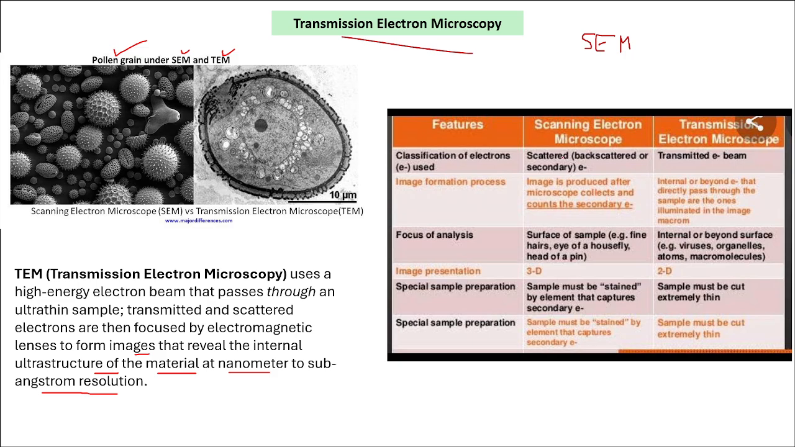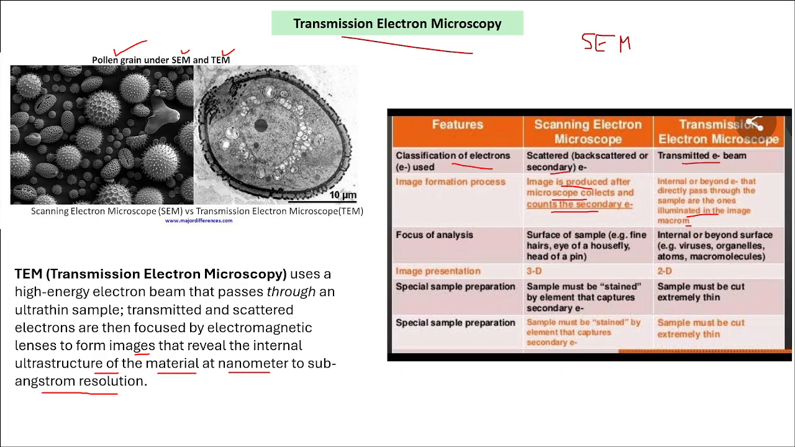In scanning electron microscopy, what kind of electrons are used to construct this 3D kind of image? The scattered, backscattered or secondary electrons. In transmission electron microscopy, we use the transmitted electron beam. We'll see why. Image formation: the image is produced after the microscope collects and counts the electrons that directly pass through the sample.